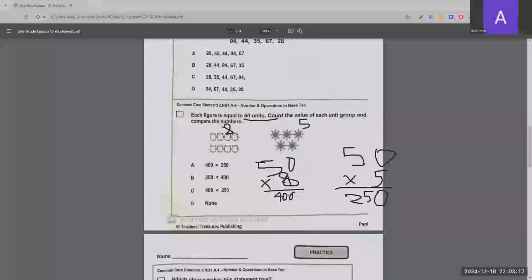So that would be 400 and then 250. 400 is greater than 250. So the sign is going to face the 400. And that represents B.